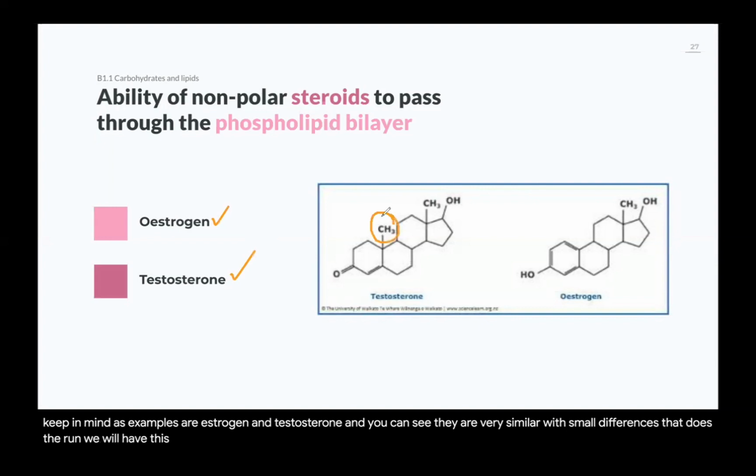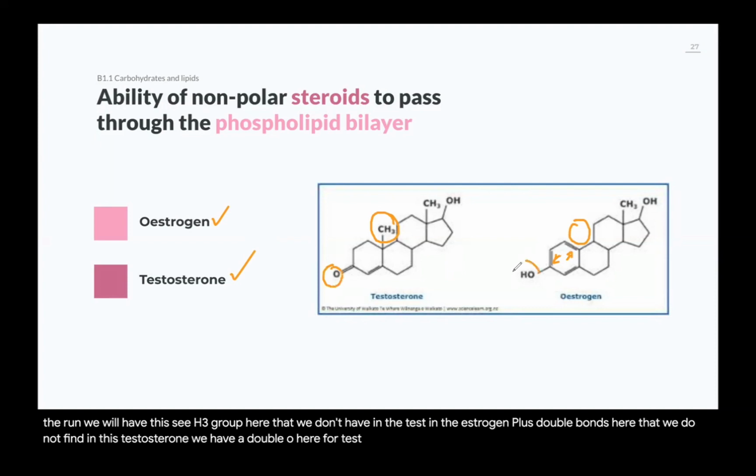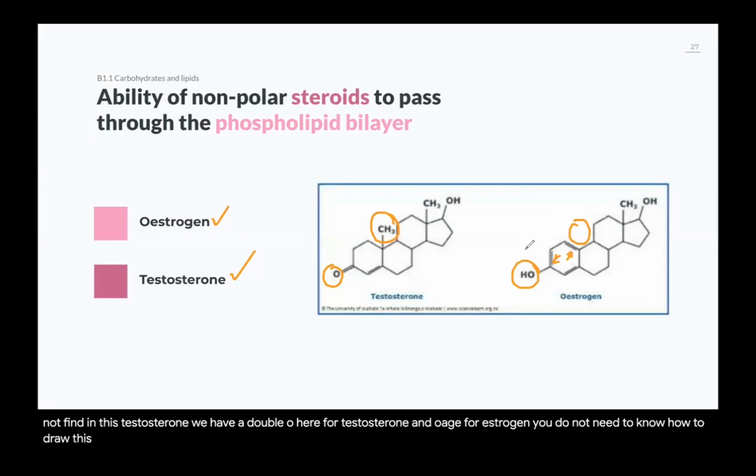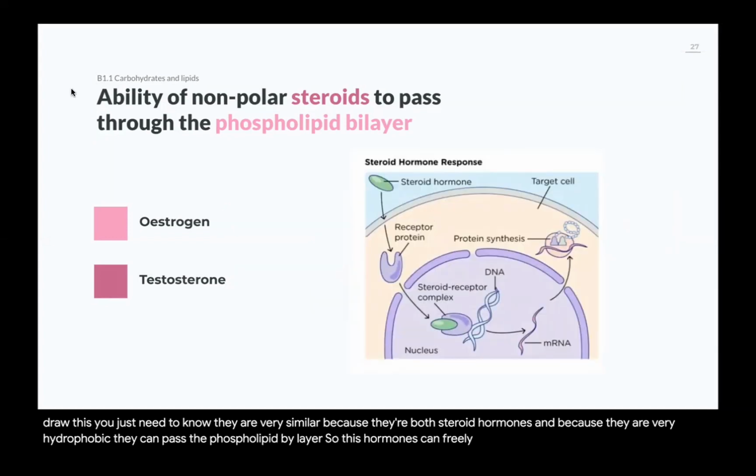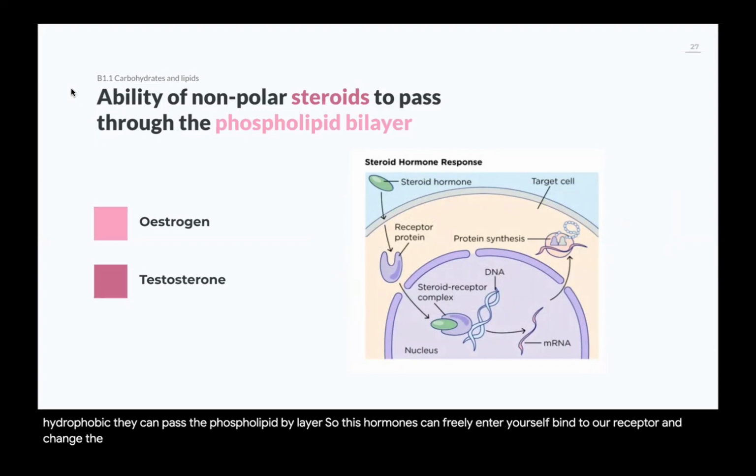And the two that you have to keep in mind as examples are estrogen and testosterone. And you can see they are very similar with small differences. Testosterone, we will have this CH3 group here that we do not have in the estrogen, plus double bonds here that we do not find in this testosterone. We have a double O here for testosterone and OH for estrogen. You do not need to know how to draw this. You just need to know they're very similar because they're both steroid hormones, and because they're very hydrophobic, they can pass the phospholipid bilayer. So these hormones can freely enter your cell, bind to a receptor, and change the gene expression.